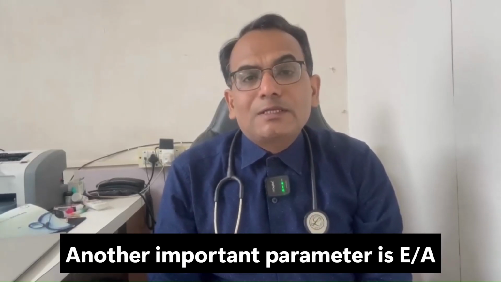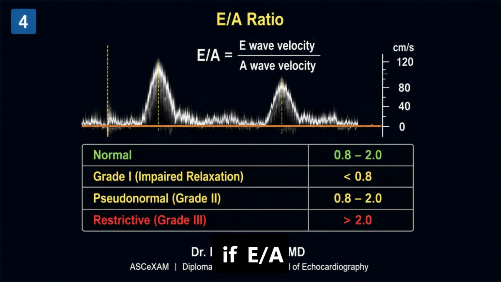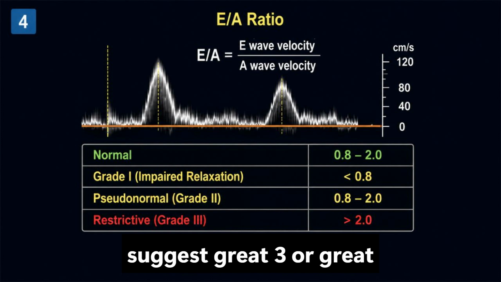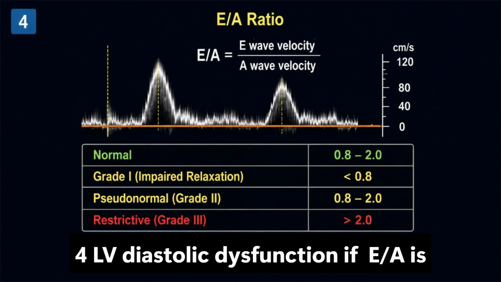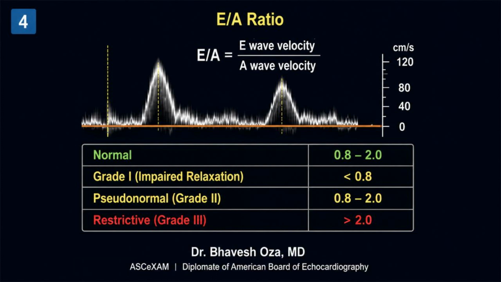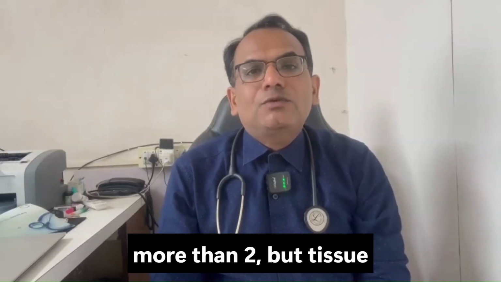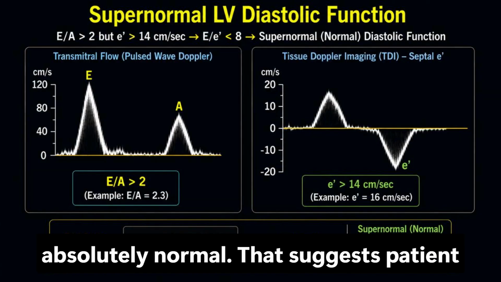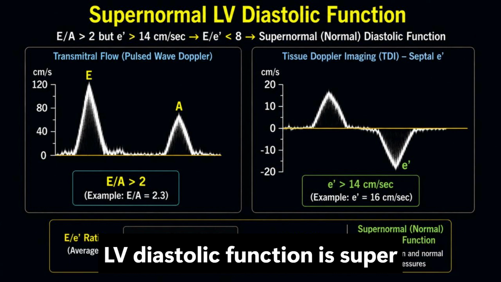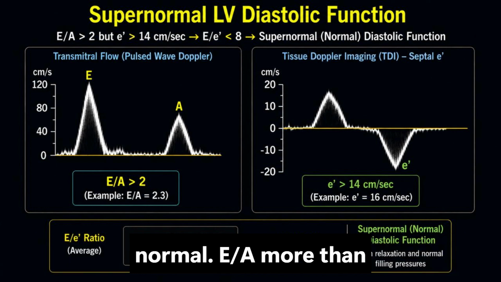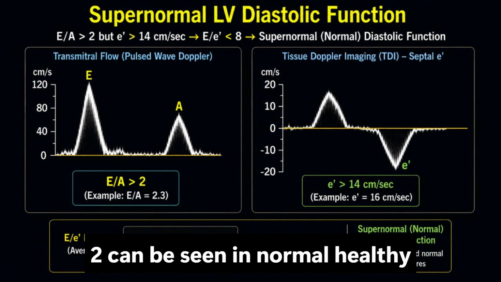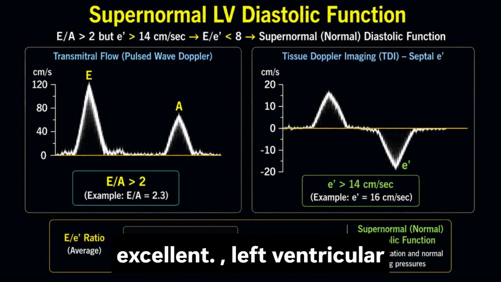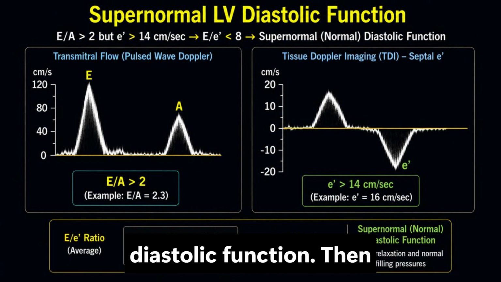Another important parameter is capital E by capital A. If E by A is more than 2, that suggests grade 3 or grade 4 LV diastolic dysfunction. If E by A is more than 2, but tissue velocity parameter E prime is absolutely normal, that suggests the patient's LV diastolic dysfunction is supernormal. E by A more than 2 can be seen in normal healthy persons who have excellent left ventricular diastolic function.